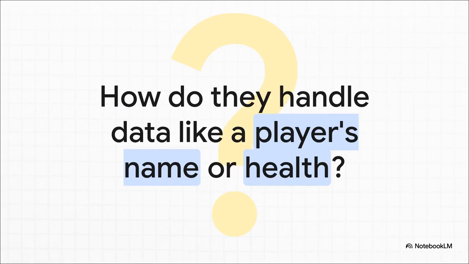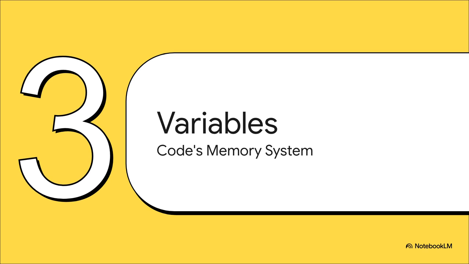Okay, this all sounds pretty cool, but it brings up a new question, right? How do these procedures and functions actually get the information they need to work with in the first place? How does a function know a player's current health so it can calculate damage? The answer is in what you can basically think of as the code's memory system. And that system is built on something called variables.